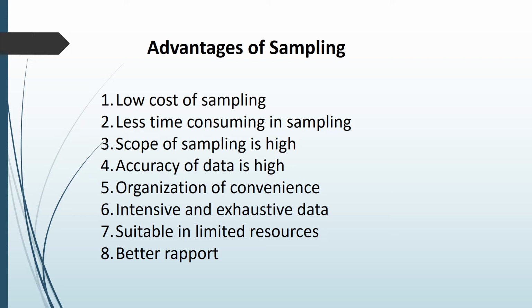Second is that sampling is less time consuming. Use of sampling takes less time also. It consumes less time than the census technique. Tabulations, analysis, and so on take much less time in the case of a sample than in the case of a population. Third, scope of sampling is high.